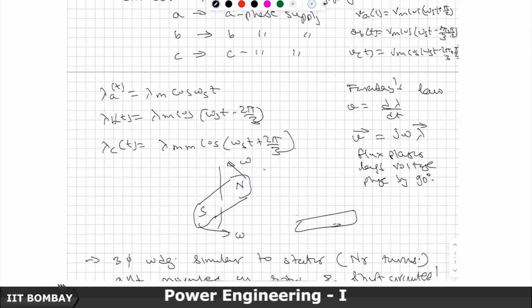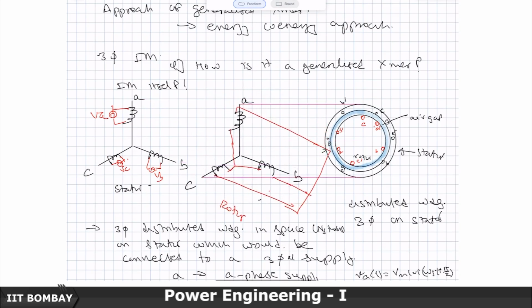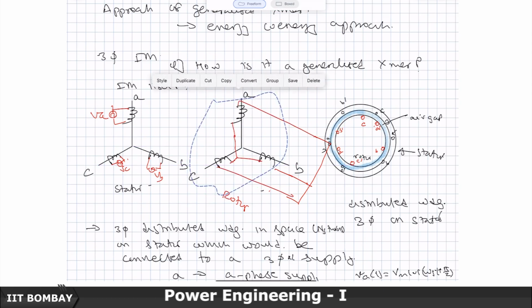For the time being, to make your life simple, just assume that this alignment was exactly like this, the two windings were exactly aligned. So, the A was here and the A dash was here, the B was here and the B dash was here, and similarly for C. So effectively I have just them.